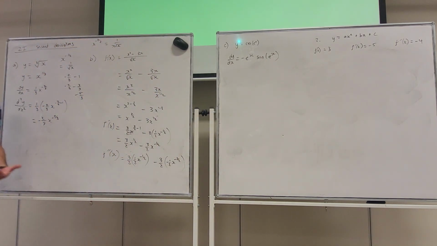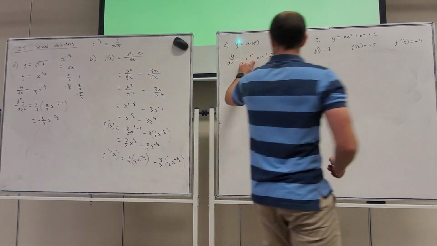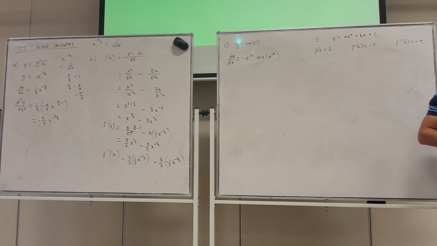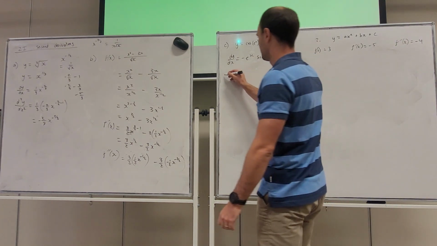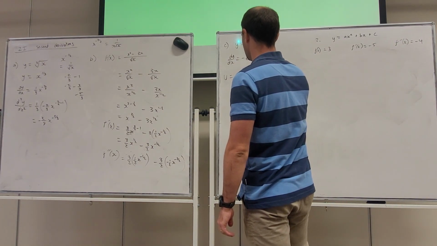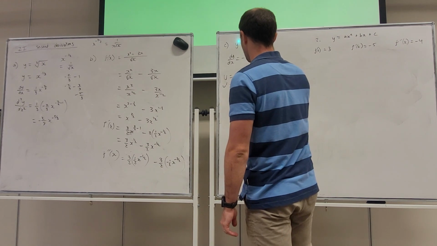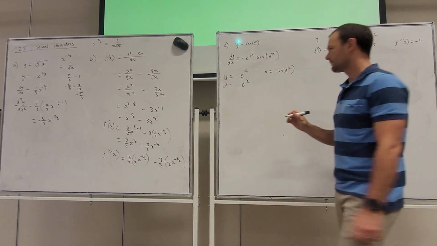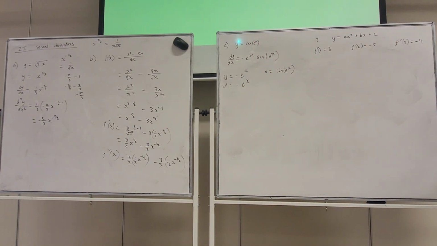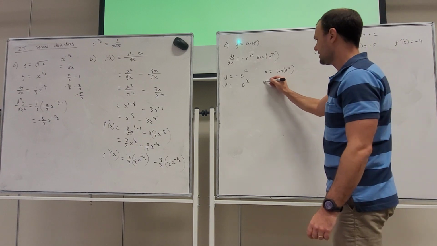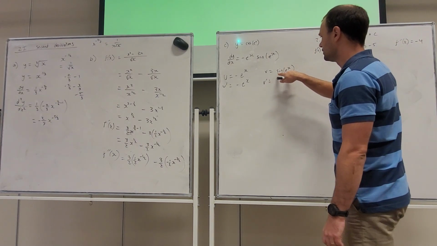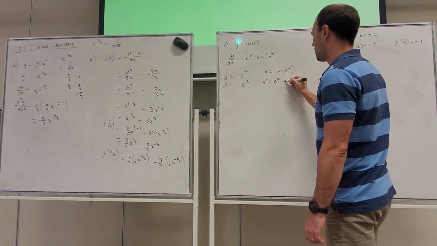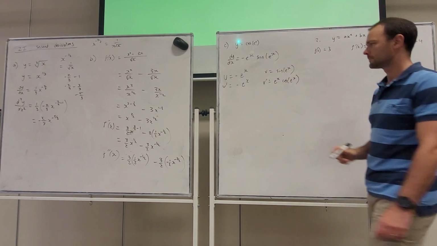For the second derivative though, we've got e to the x times sine of e to the x. So we need to use the product rule. So we'll have u is minus e to the x, u dash minus e to the x, v is sine of e to the x, and v dash, when you differentiate positive sine, it goes to f dash of x cos of f of x.